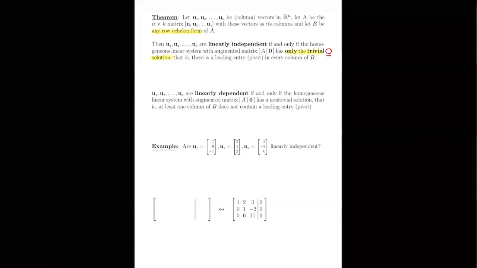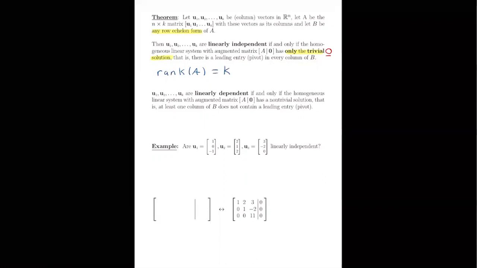Now we can also express this in terms of rank. We can talk about the rank of A. So recall that the rank of a matrix A is the number of leading entries in a row echelon form of A. So the rank of A in this case is going to be the number of leading entries in this matrix B. And what we know is that this matrix has a leading entry in every single column. Well, both A and B have k columns. There's a leading entry in every single column, which means the rank of A will equal k.